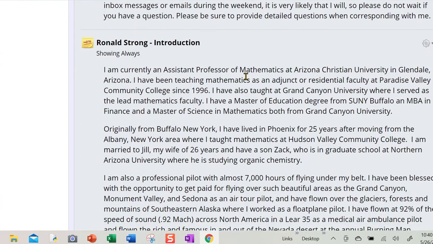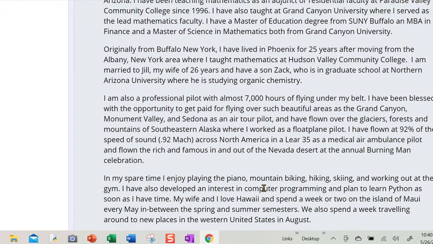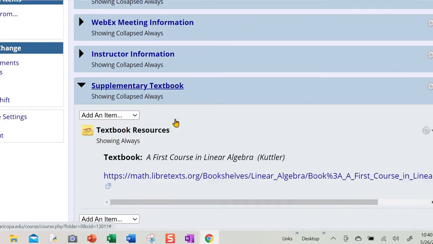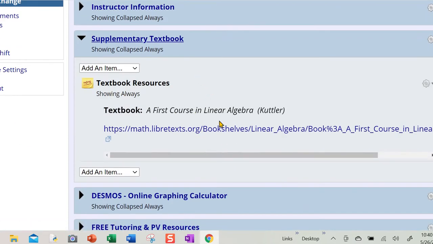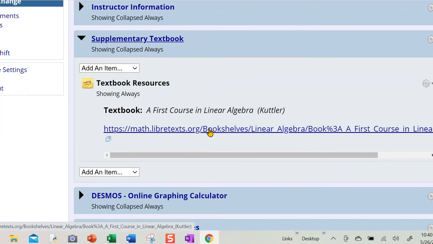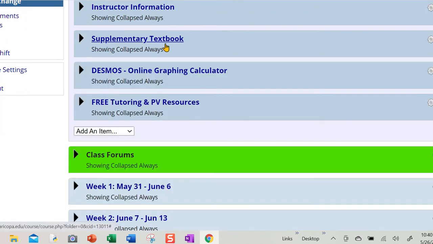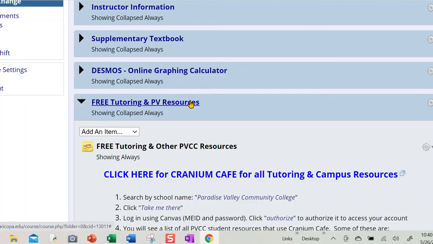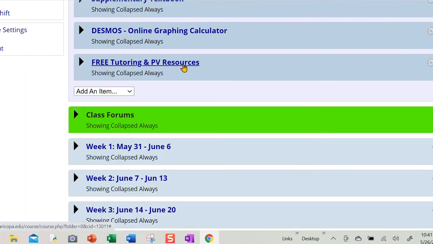And then my personal introduction. Here's just a little bit of information about me so that you know a little bit about me, and I'm going to get to know a little bit about you. Supplementary textbook. You do not need to purchase a textbook for this class. This is one of many places where you can find a link to the online textbook. Desmos. We are going to be using Desmos in this class, not so much the graphing calculator, but the Desmos matrix calculator. This is a link to the Desmos matrix calculator, which we will be using extensively in this class. And then a little bit of information on free tutoring and other PVCC resources.